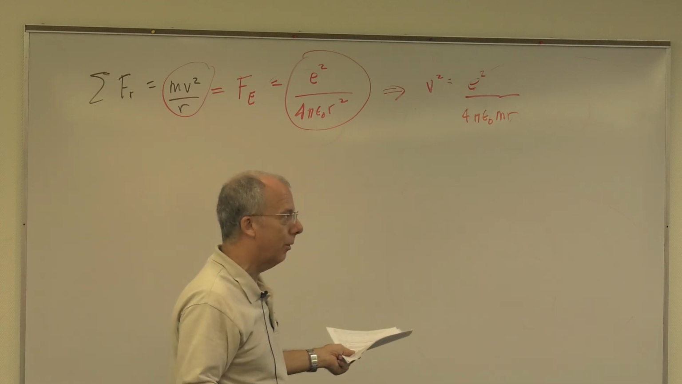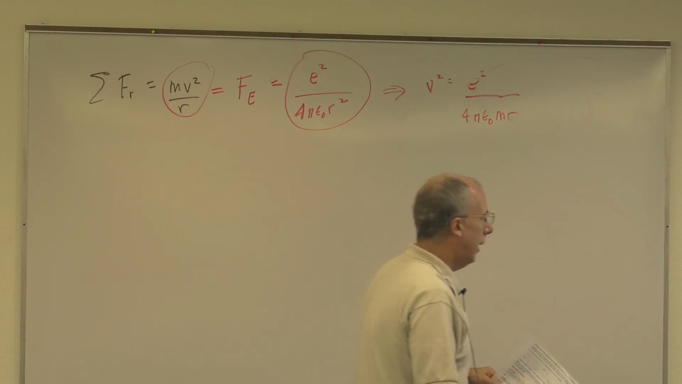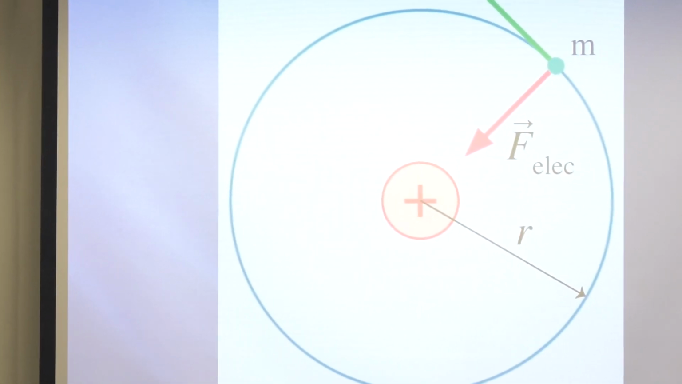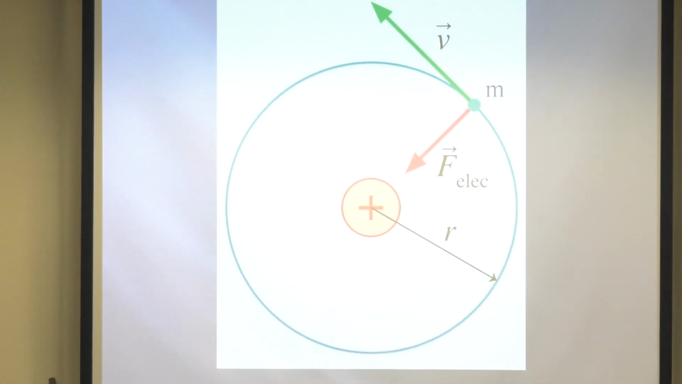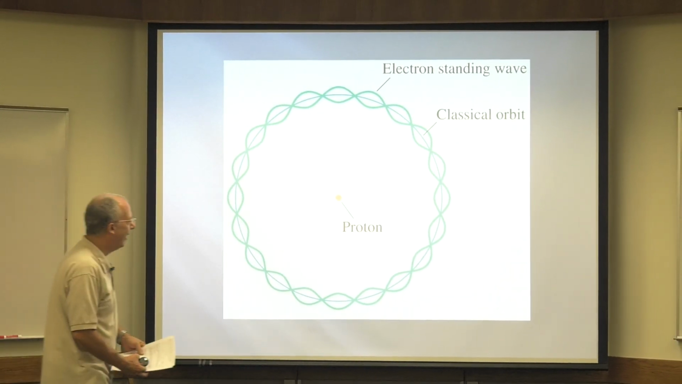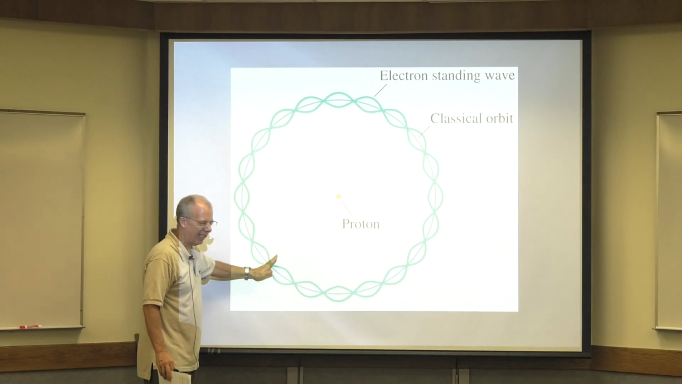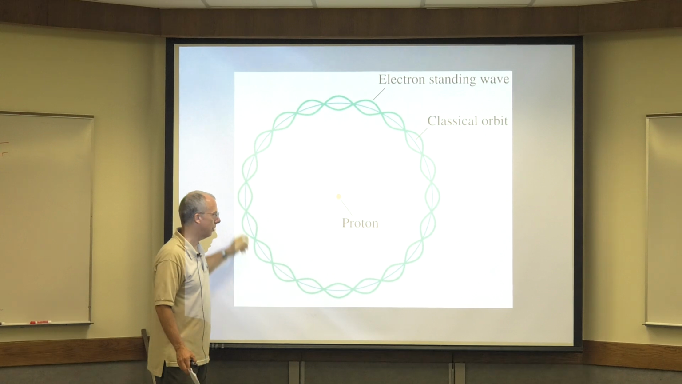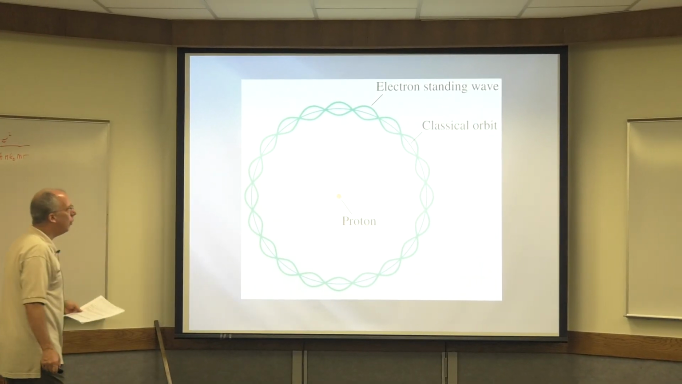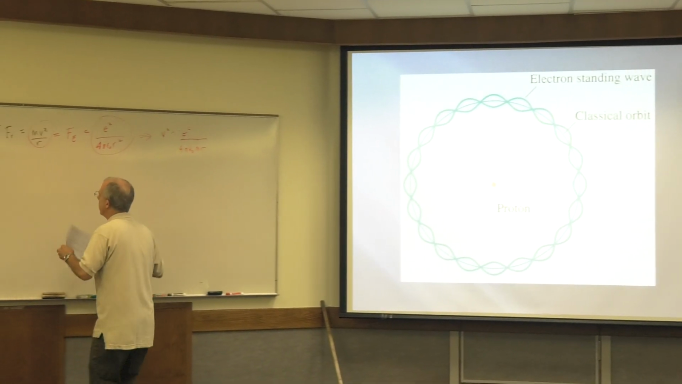Now this is the classical result, just what we learned in 121. But now remember, the electron acts like a wave. So when the electron is orbiting the proton, it has to be a standing wave, because if it weren't a standing wave, there'd be a disconnect, and that doesn't make any sense, because it's orbiting continuously. So an electron standing wave, oh my gosh. So how do we deal with that?